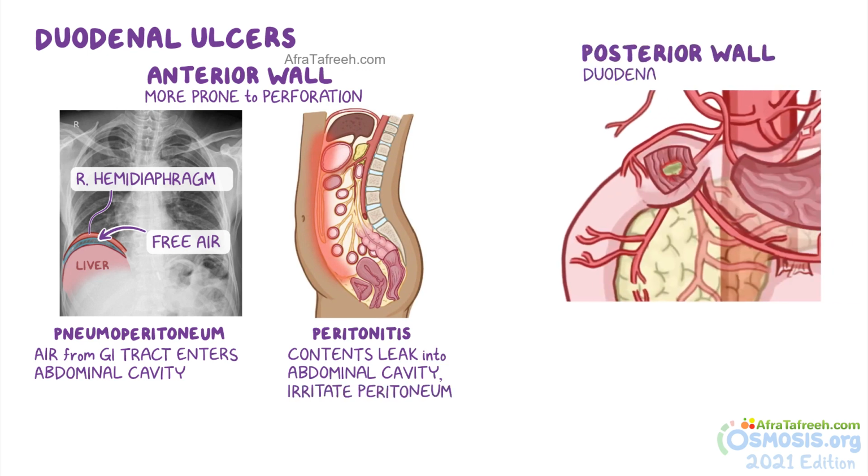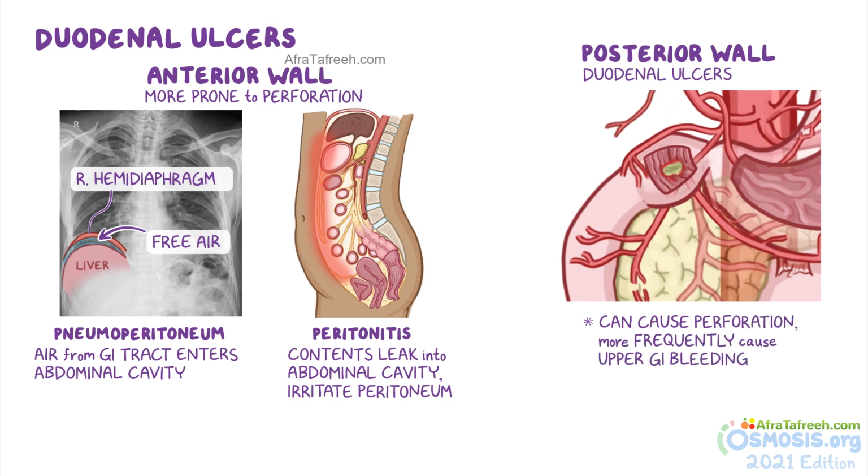Posterior wall duodenal ulcers can also cause perforation, but more frequently they cause upper gastrointestinal bleeding. That's because the first part of the duodenum, called the duodenal bulb, is positioned directly anterior to the gastroduodenal artery, so an erosion of the posterior wall can also cause erosion into the gastroduodenal artery, resulting in an upper gastrointestinal bleed.